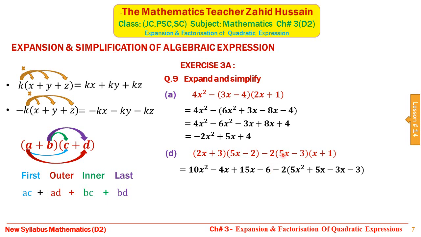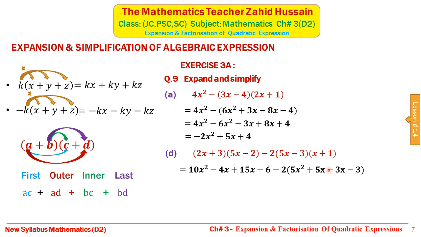Minus 2, we first have to remove these brackets, and minus 2 will be as it is. 5x multiplied by x is 5x square. 5x multiplied by 1 is 5x. Minus 3 multiplied by x is minus 3x. Minus 3 multiplied by 1 is minus 3.